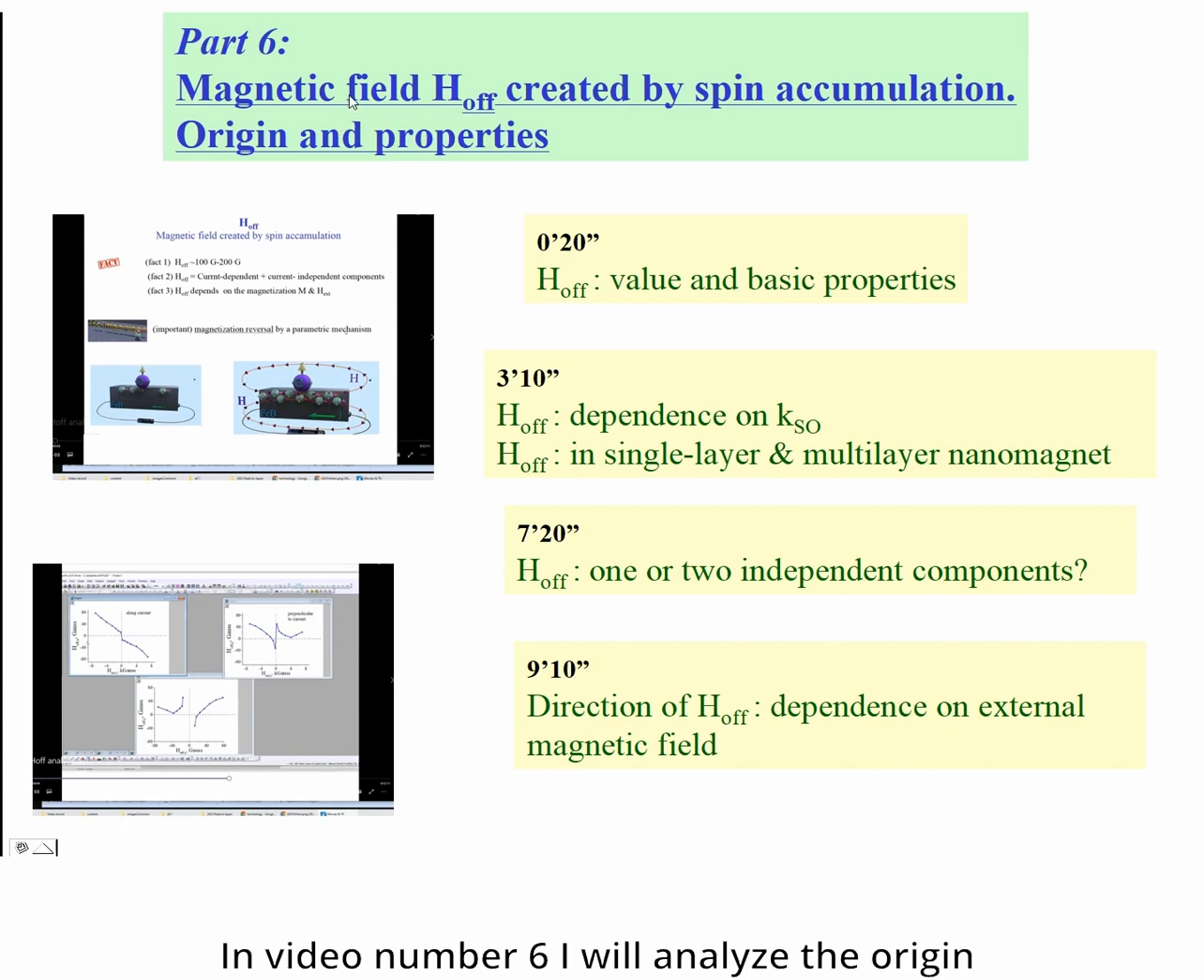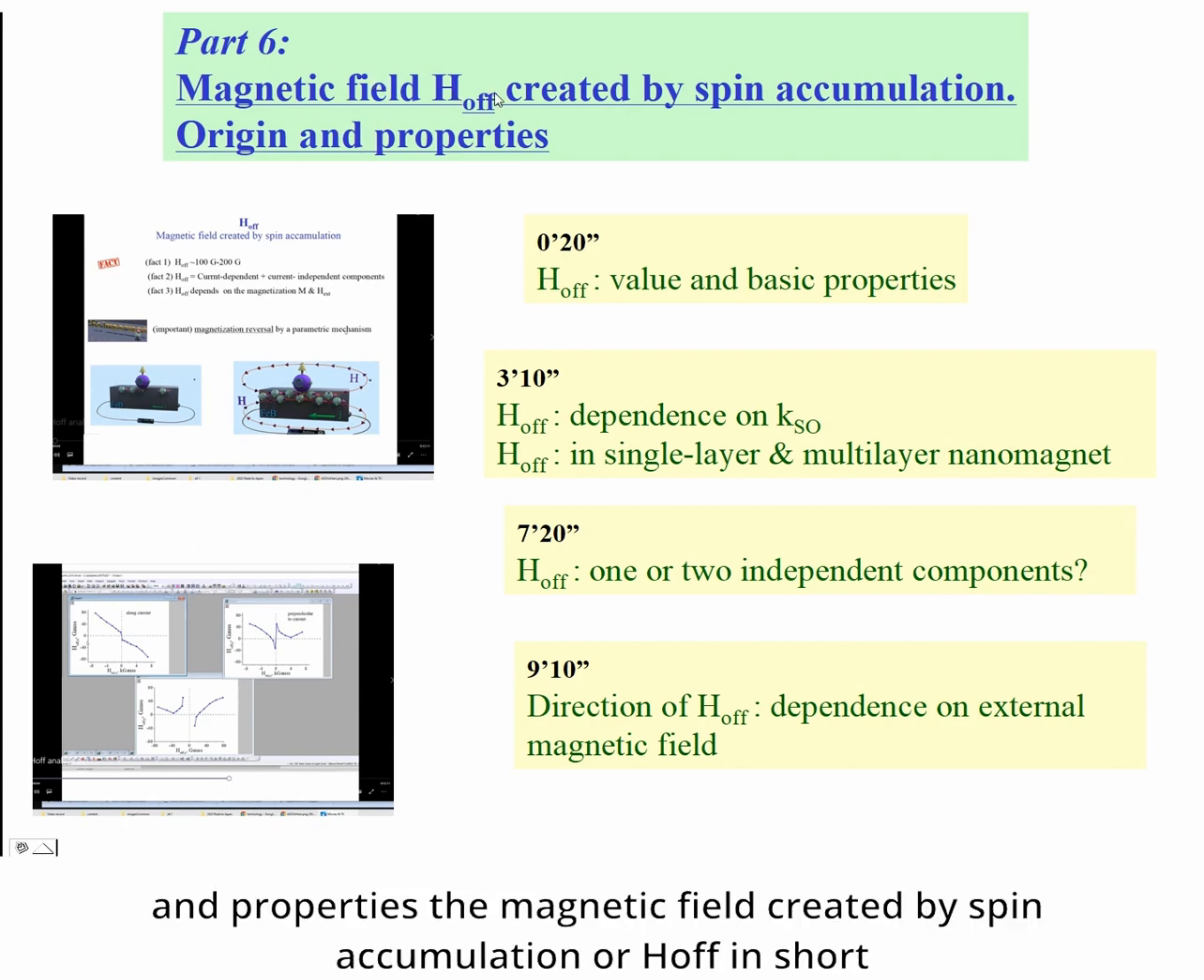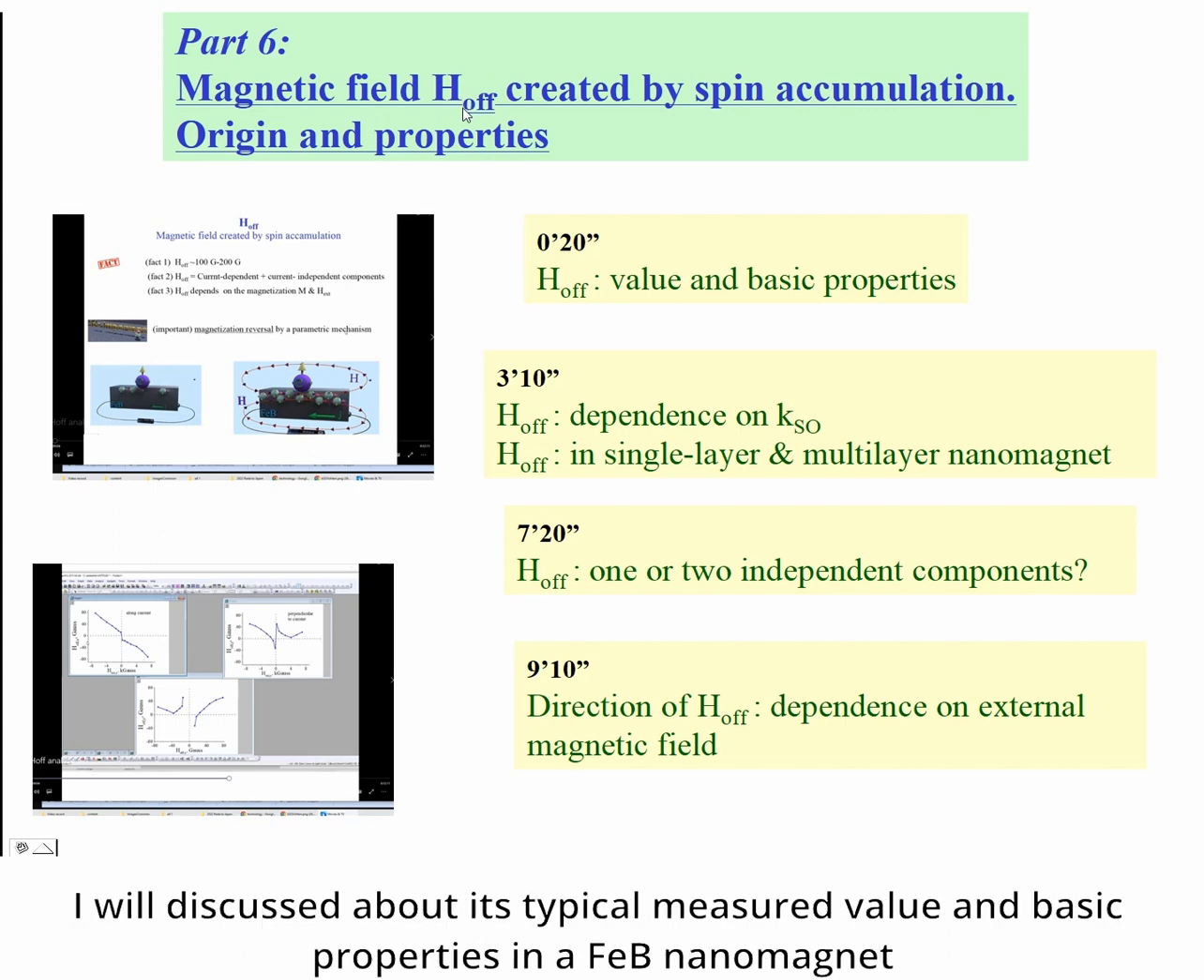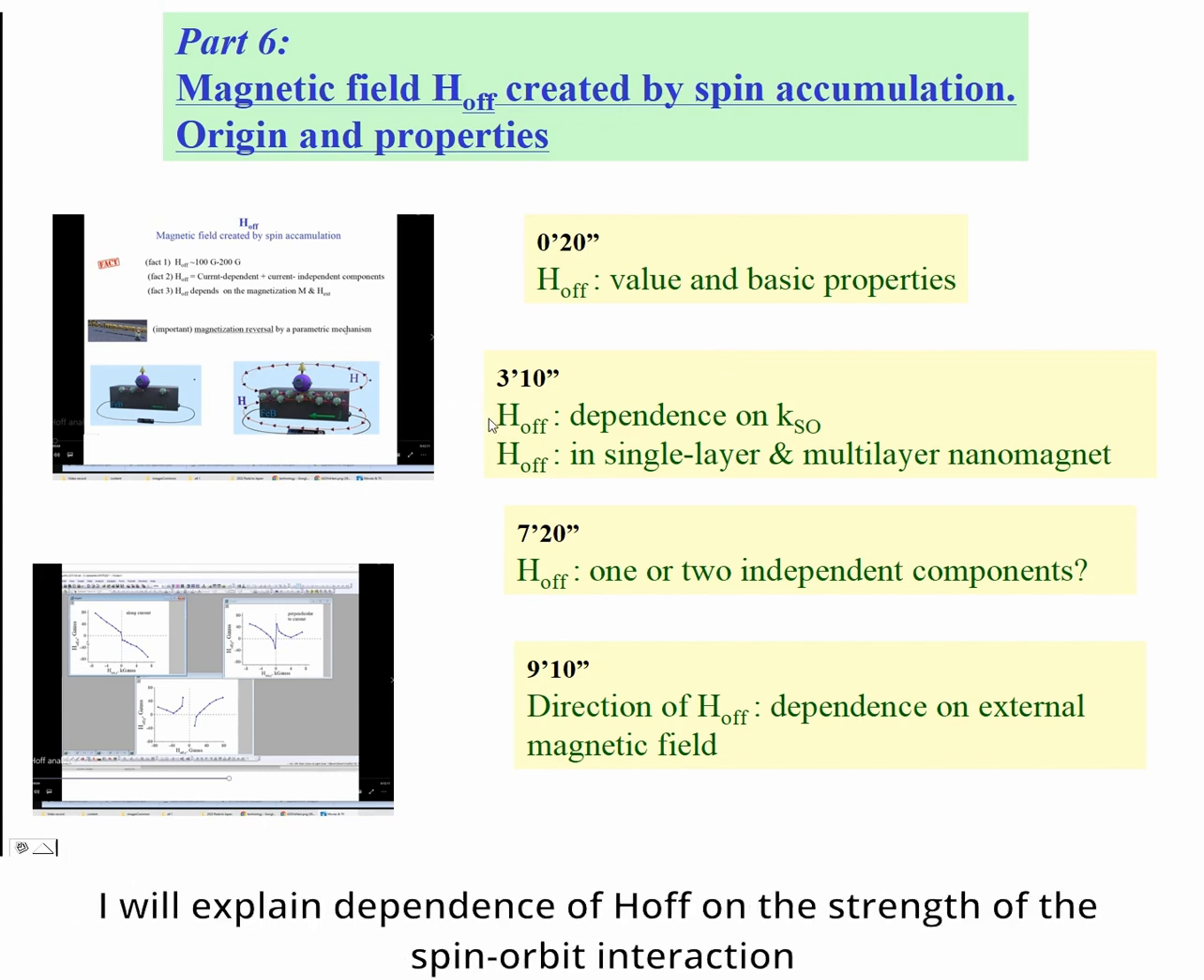In video number 6, I will analyze the origin and properties of the magnetic field created by spin accumulation, or offset field in short. I will discuss its typical measured value and basic properties in an iron-boron nanomagnet. I will explain the dependence of offset field on the strength of the spin-orbit interaction.